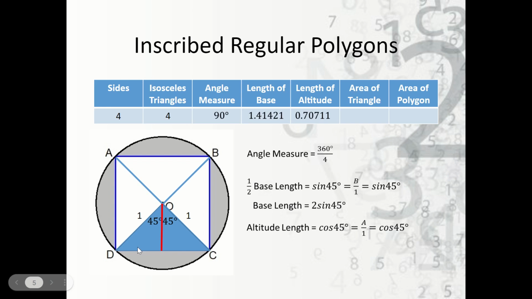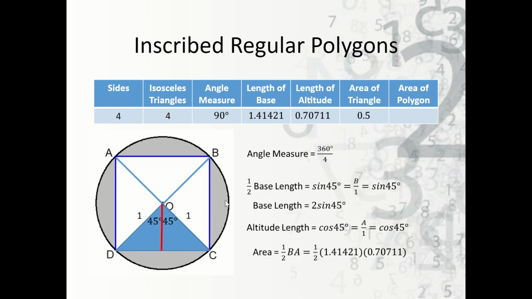Now we can find the area of each one of these triangles. So the area of a triangle is 1/2 the base times the height. So that's 1/2 of this, the base, times the height or the altitude here. So we get 1/2 of 1.41421 times 0.70711. And when we enter that into our calculator, we get 0.5 as our area. So each of these triangles has an area of 0.5.